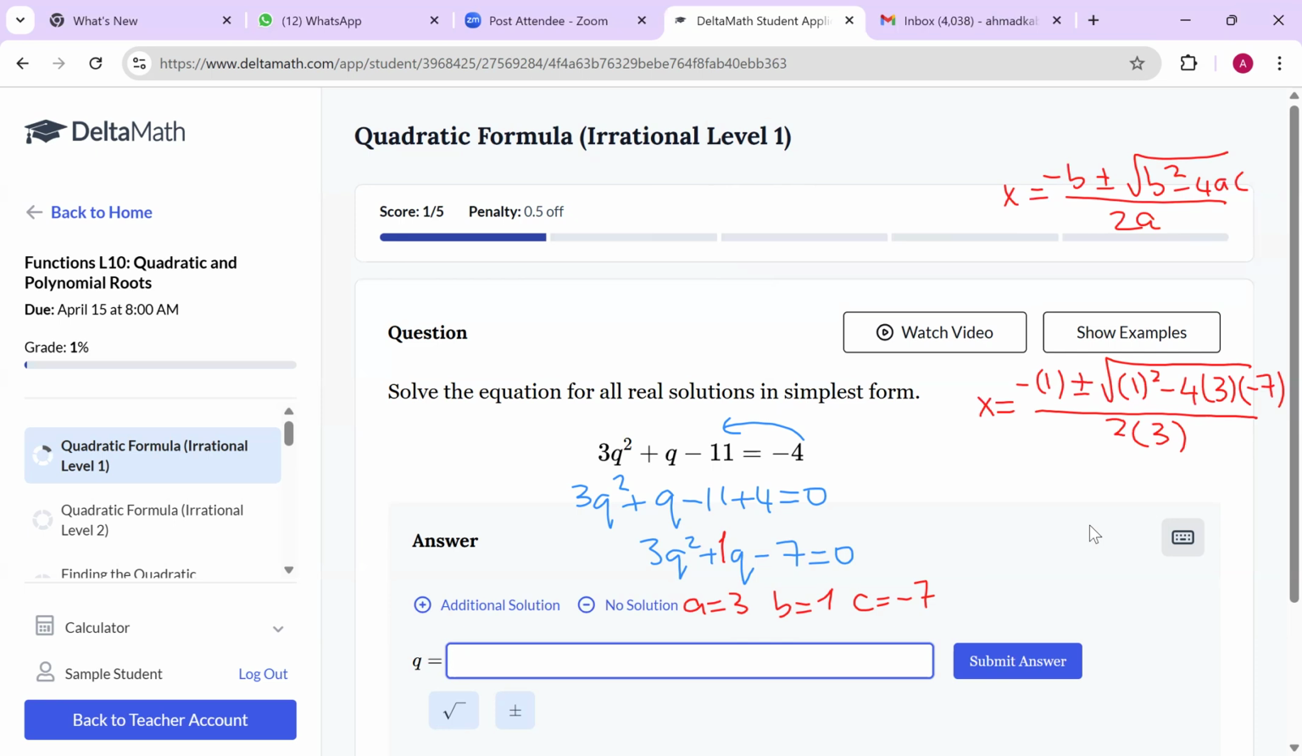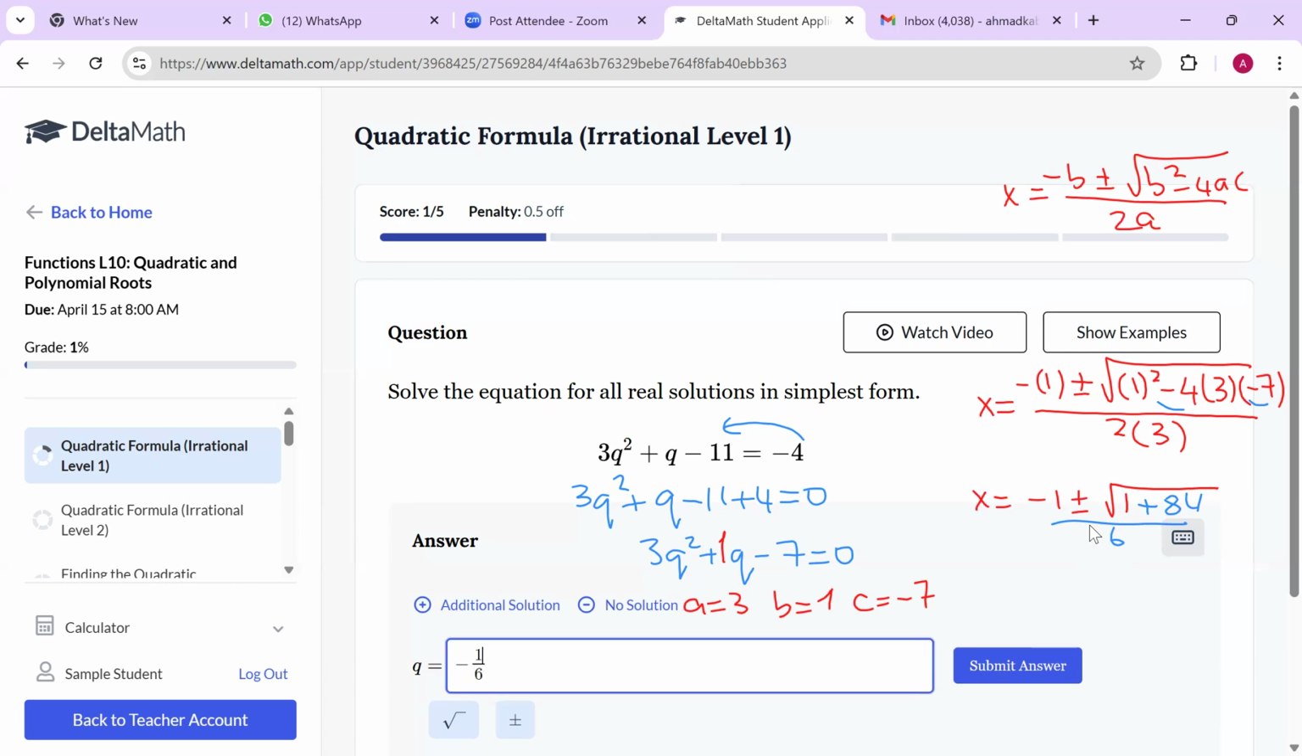Now we simplify. So we have x equals minus 1 plus minus root. 1 squared is just 1. And then here we have 2 negative signs. So we get a plus. 4 times 3 is 12. 12 times 7 is 84. All over 6. So the final answer is minus 1 plus minus. Excuse me, this negative sign should be next to the 1 up there. So minus 1 plus minus root of 85. 84 plus 1 is 85. All over 6.